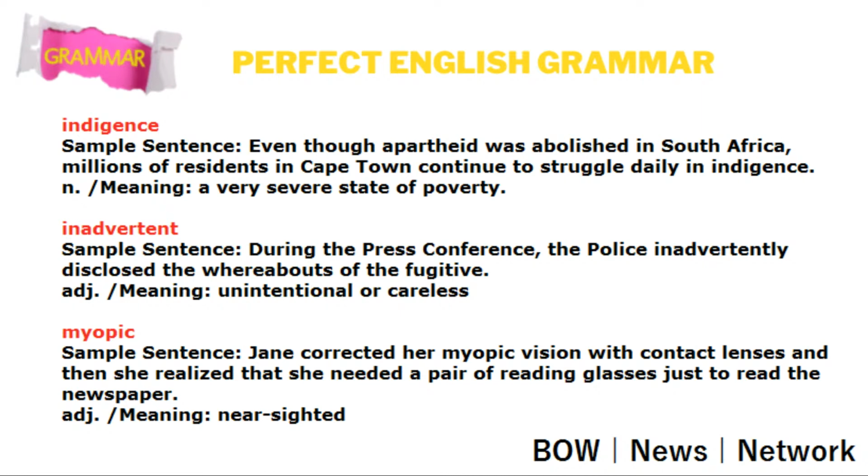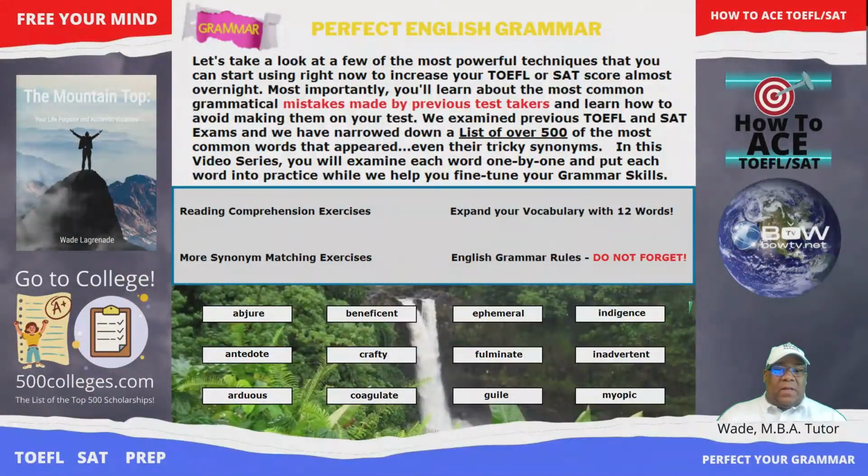And then we have myopic. Jane corrected her myopic vision with contact lenses, and then she realized she needed a pair of reading glasses just to read the newspaper. So in this case, it points to short-sightedness, an adjective meaning nearsighted. So those are 12 brand new words that we're working on.